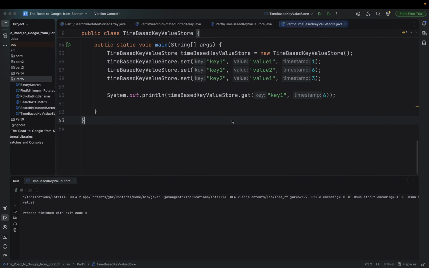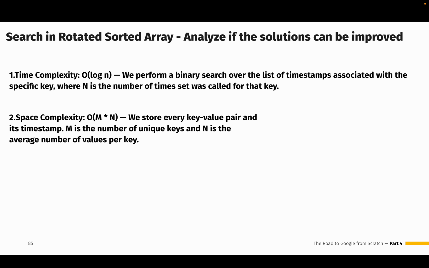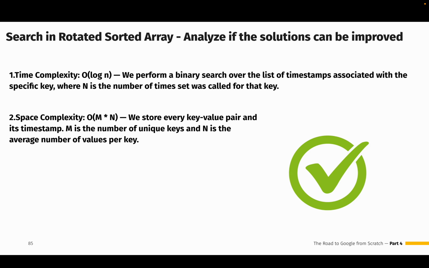Now let's go back and analyze our solution. So the time complexity is O(log n). We perform a binary search over the list of timestamps associated with a specific key, where n is the number of times set was called for that key. And the space complexity is O(m times n). We store every key value pair and its timestamp. M is the number of unique keys and n is the average number of values per key. So the complexity looks good and we can keep it how it is.